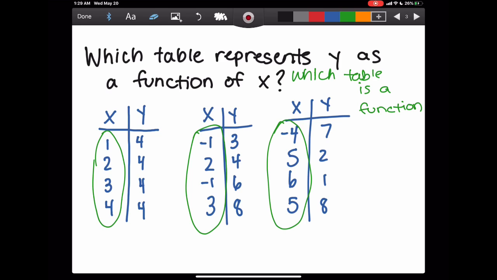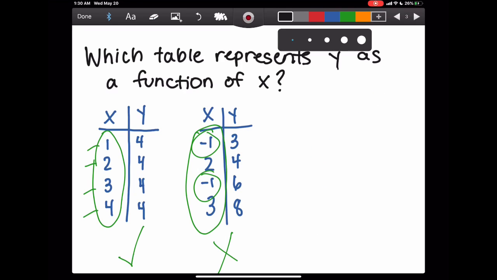Let's look at this first table here. Do I have any x's that are repeating? I don't. If the x's don't repeat, it's a function. In this table right here, I have a -1 and a -1. My x's repeat, not a function. Let's look at this last one here. I have a 5 and a 5. It repeats, not a function.